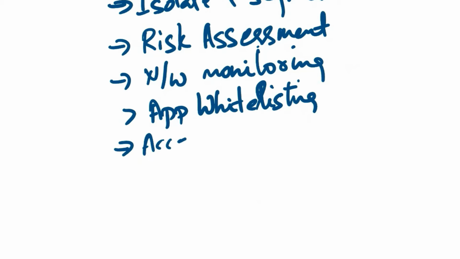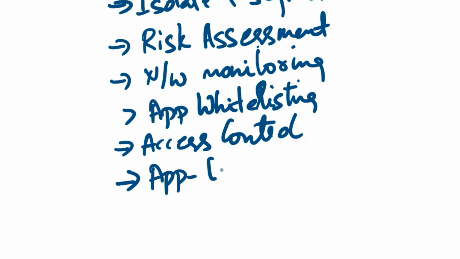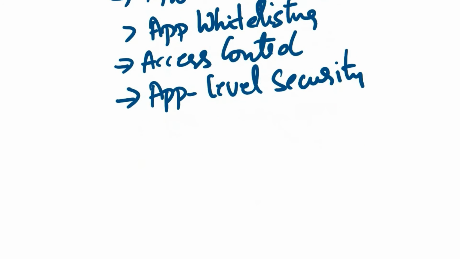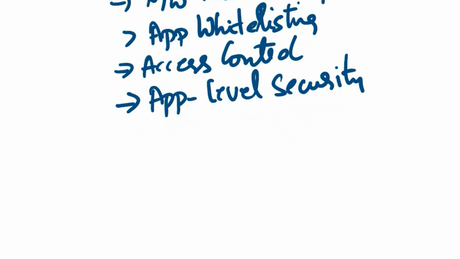Next, access control. Implement strict access controls and user authentication for legacy systems. Limit user privileges to the minimum necessary for performing their tasks, following the principle of least privilege. Next, application level security. Harden the security of the applications running on legacy systems. Disable unnecessary services, limit ports, and use secure configurations to reduce the attack surface.